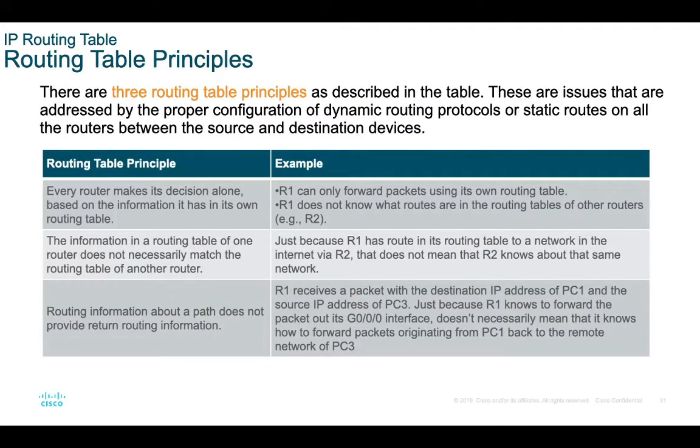There are three principles in order to build up the routing table. First, the router makes its decision alone. The information may be coming from another router, but it doesn't depend on the other router in order to build up its routing table. So its path isn't determined by the other router. Second, the information in the routing table of one router does not necessarily match the routing table of another router. Last, the routing information about a path does not provide return routing information.